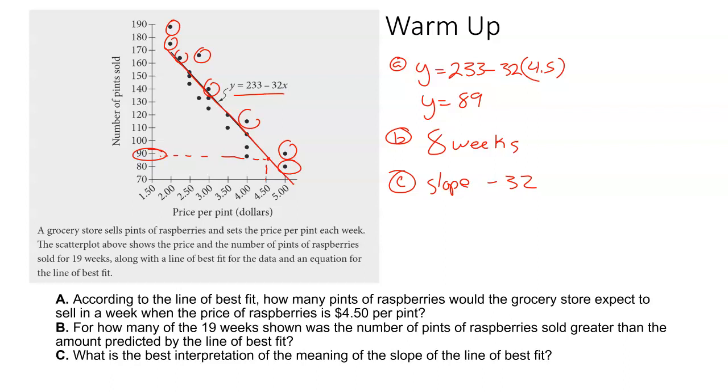When something happens, something else happens. What is that relationship between pints and cost? Pints sold and the cost per pint. When price increases, quantity sold decreases. Okay? Quantity sold decreases by, looks like, 32 pints per dollar. Decreases by 32 pints per dollar. Questions on the scatter plot?